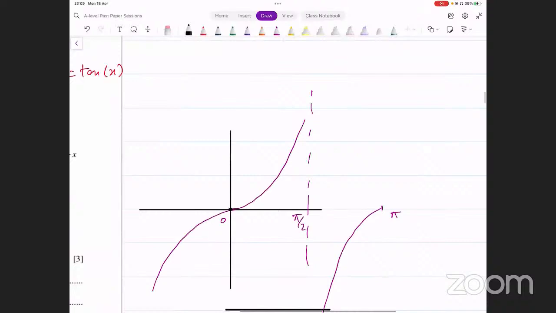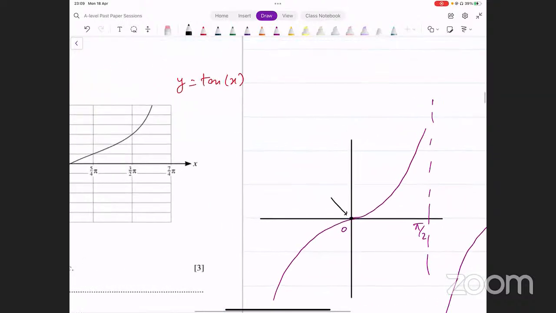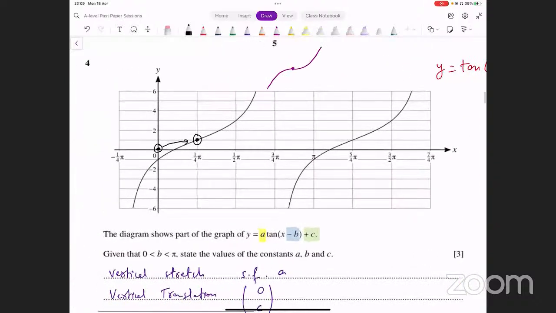ओरिजिनल ग्राफ के अंदर कहाँ होता था ये पॉइंट? ओरिजिनल ग्राफ के अंदर this point used to be here at the origin. ओरिजिन वाला पॉइंट शिफ्ट होके कहाँ पर आ गया है? ओरिजिनल वाला पॉइंट शिफ्ट होके आपका pi over 4, 1 पर आ गया. That is what has happened here. Now, what kind of transformation is that?